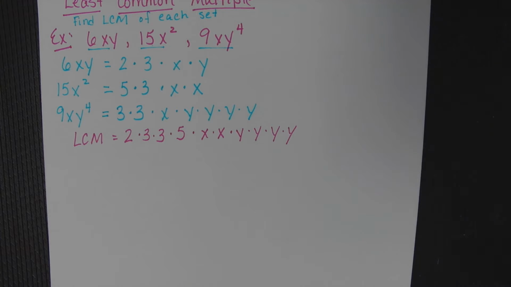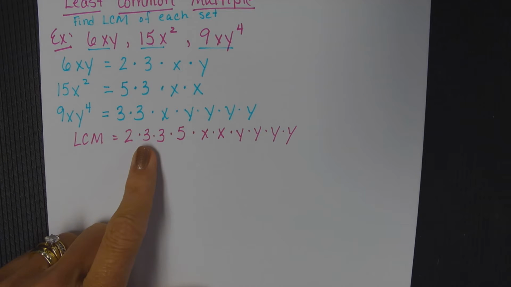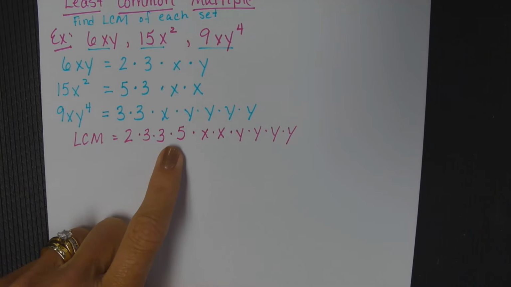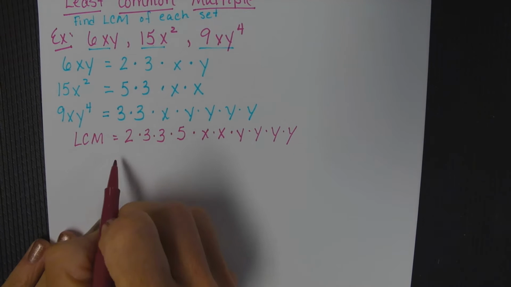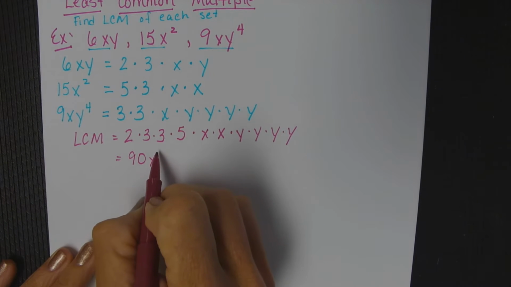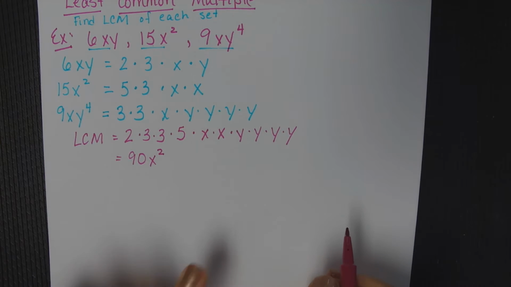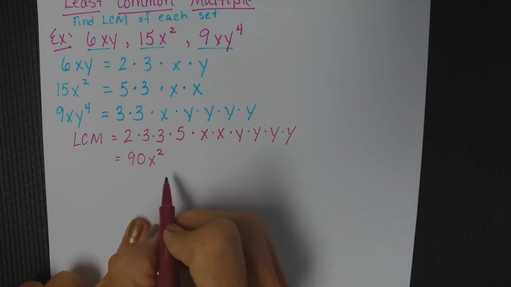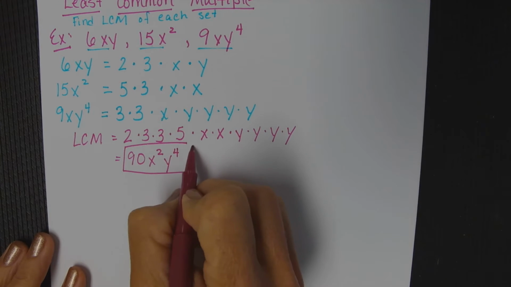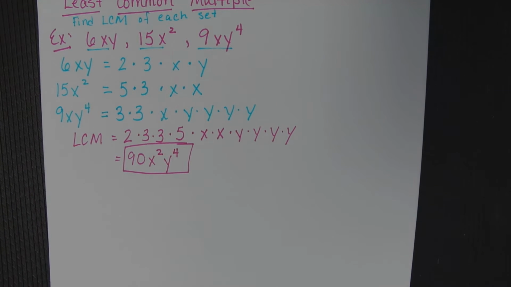Now, to get your least common multiple, you just multiply it. 2 times 3 is 6. 6 times 3 is 18. 18 times 5 is 90. Yes. Okay, so I'll go ahead and write 90. X times X is X squared. Y, 1, 2, 3, 4, is Y to the 4th.